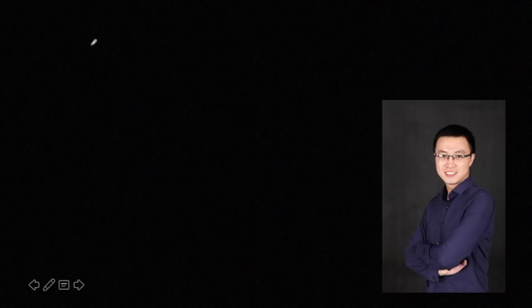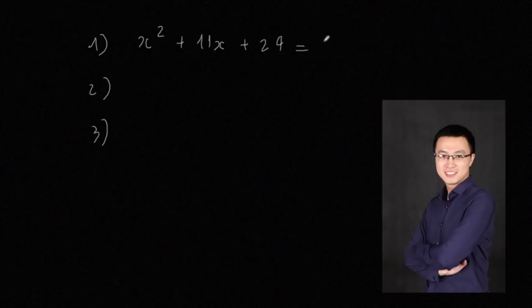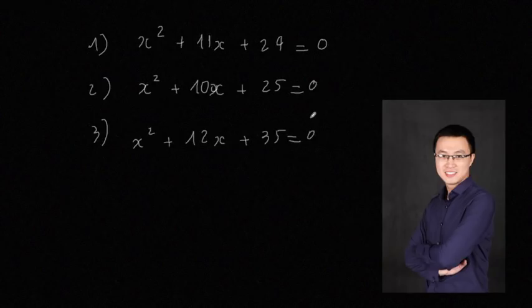I think I will give you maybe 3 more examples, and you work by yourself. x squared plus 11x plus 24 equals 0, and x squared plus 10x plus 25. And the last one is x squared with a bigger number, 12x plus 35. Okay, work by yourself, and then you can use your calculator to solve X1 and X2.